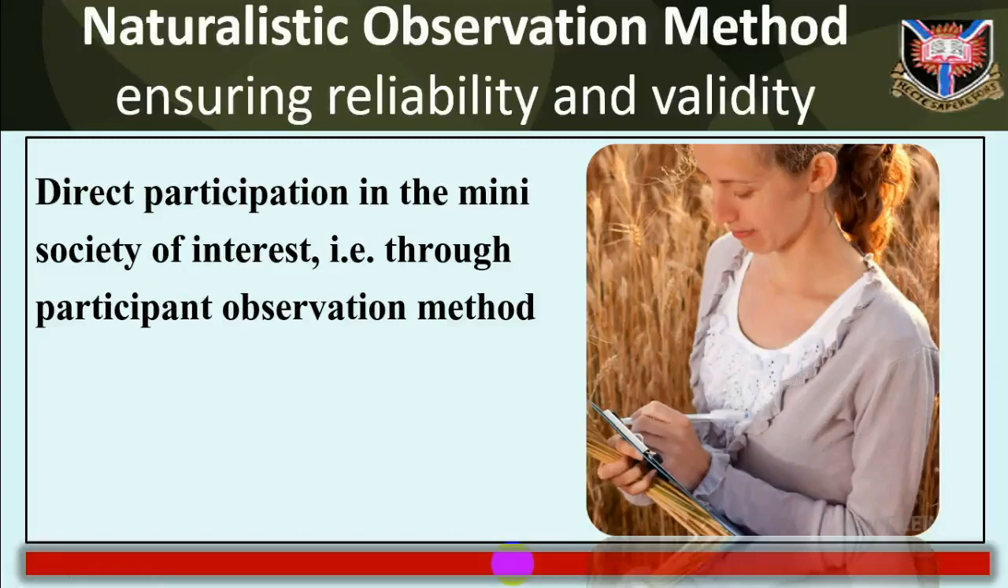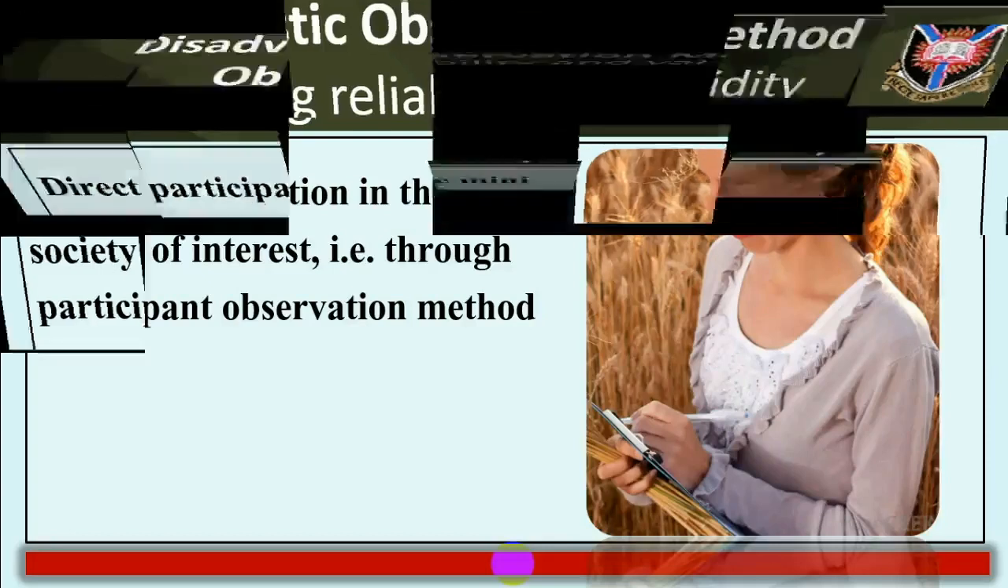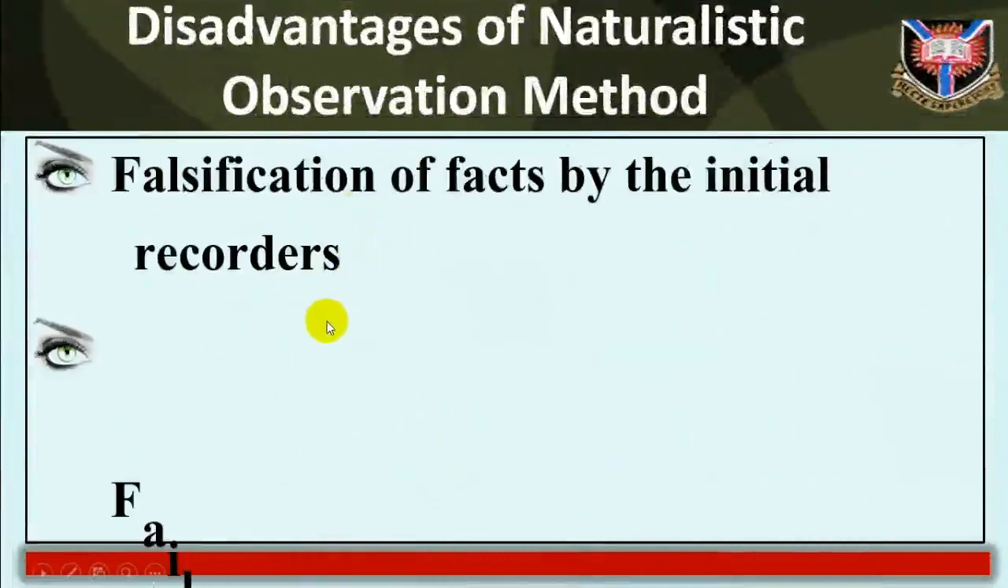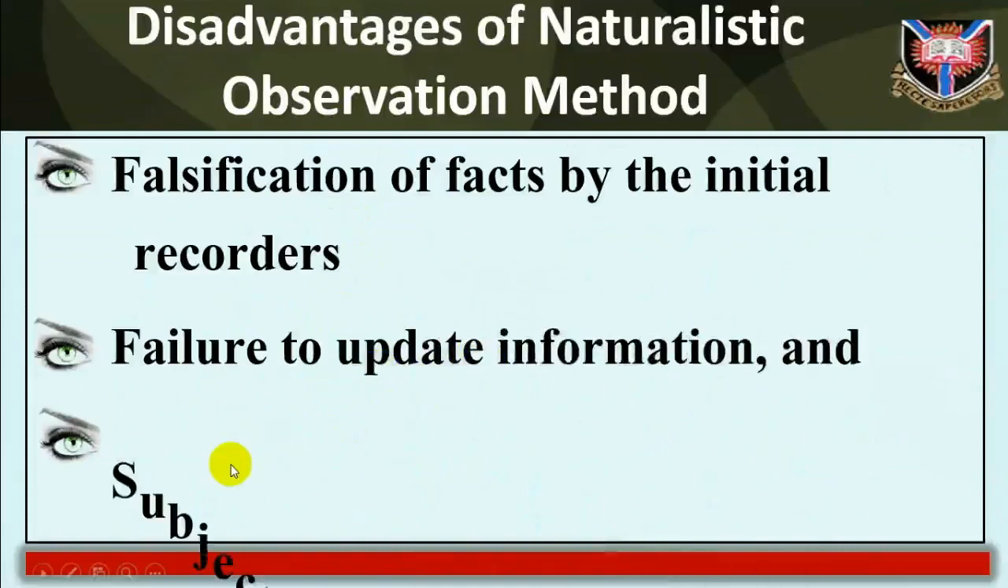Another form of the observation method which can be subsumed under naturalistic observation is the archival method of study. This entails the use of national archives, libraries, museums, and other related institutions, and the saving of relevant information out of the files. There are disadvantages though, for example, falsification of facts by the initial recorders, failure to update information, and subjectivity.